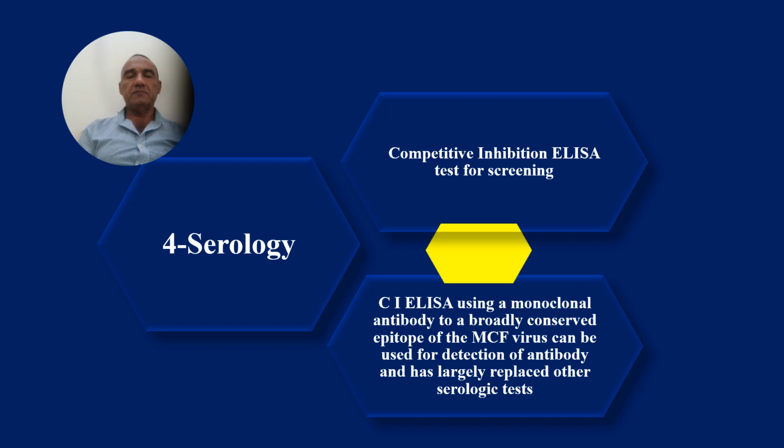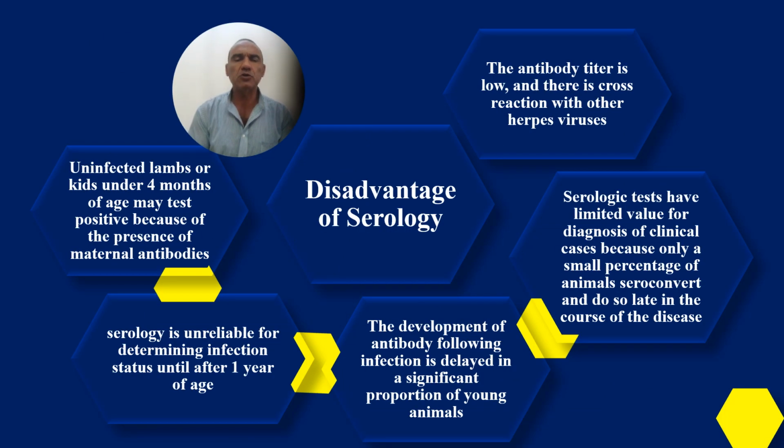Serological examination: competitive inhibition ELISA tests for screening, competitive ELISA using monoclonal antibodies to a broadly conserved epitope of the malignant catarrhal fever virus, can be used for detection of antibodies and has largely replaced other serological tests as it is more valuable, sensitive, and accurate. Disadvantages of serological examination: the antibody titer is low and there is cross-reaction with other herpesviruses.